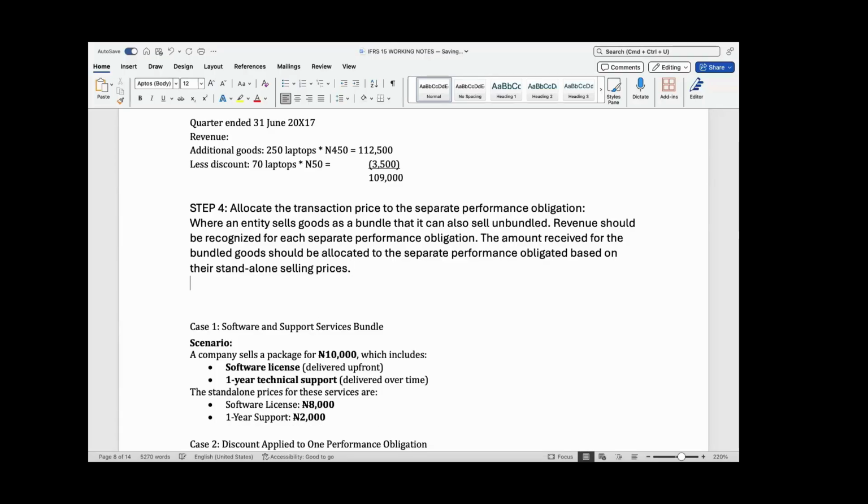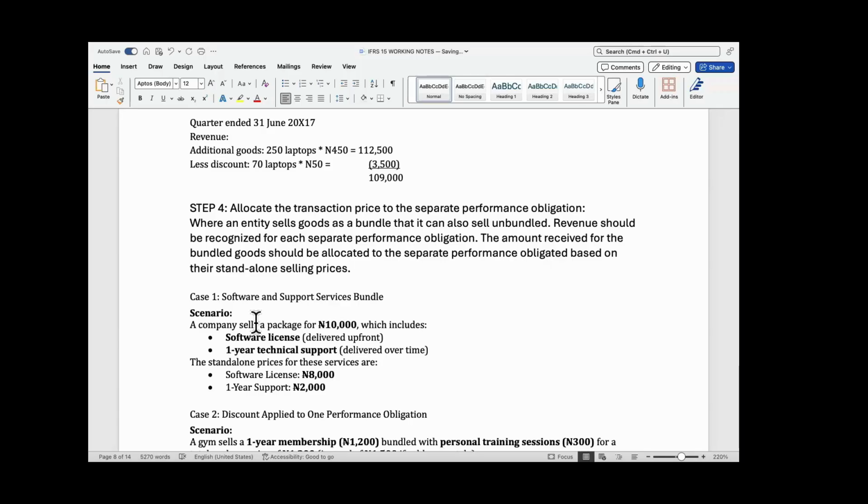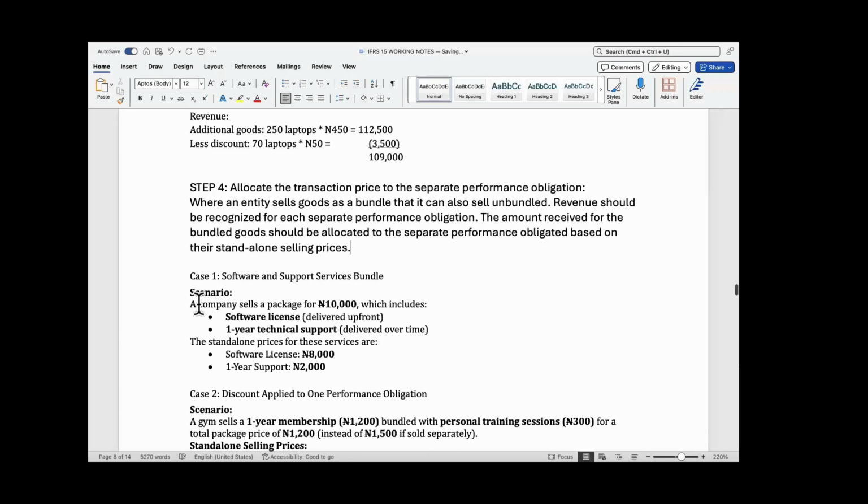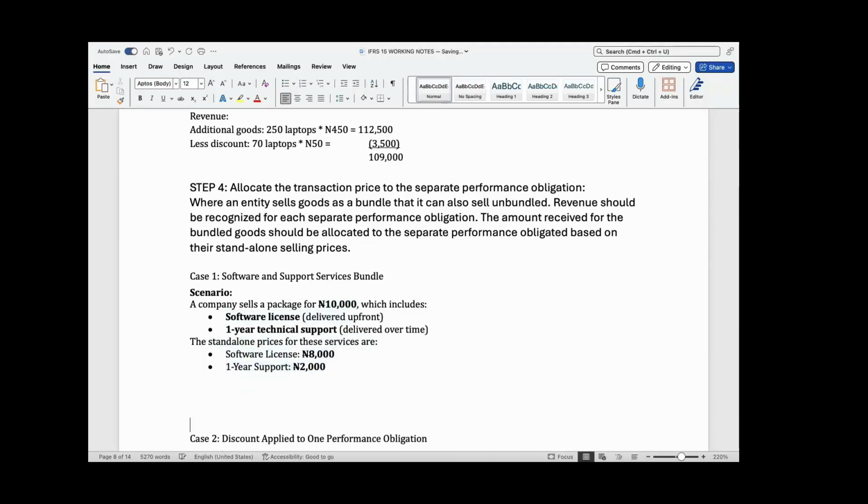So let's look at scenarios for this allocation. A company sells a package for 10,000, and this package includes a software license and 1 year technical support. Their standalone selling price for these services, that means if they want to sell them separately, software, they will sell it for 8,000. 1 year support, they will sell it for 2,000.